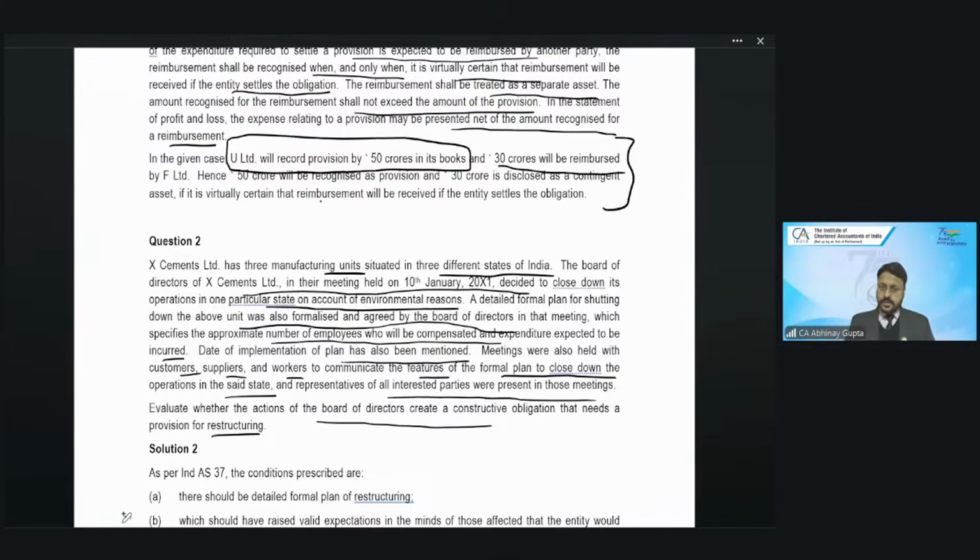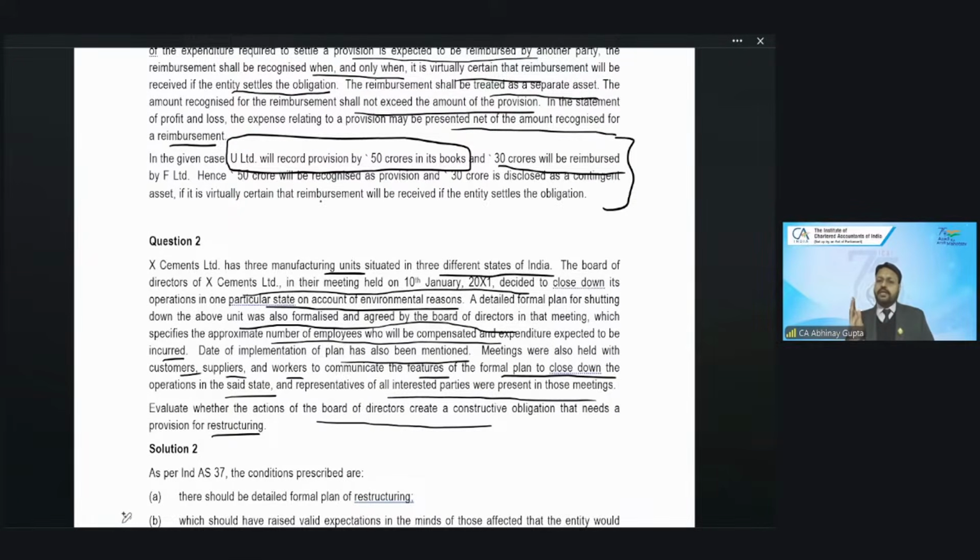No, no, it's for both. If it is a legal obligation, we also need to provide the provision. Also, here a constitutional obligation. Correct. Now, constructive obligation, as I mentioned, arises by virtue of the action taken by the company, right?